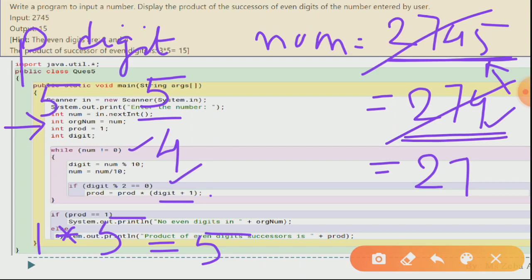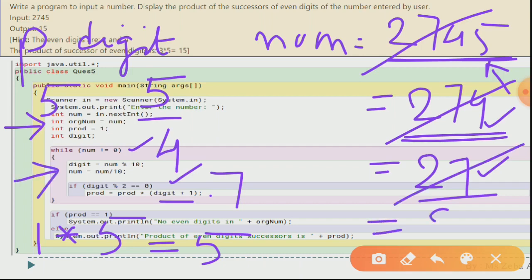Now again for num not equal to 0, the condition is true. Again this digit equals to num modulus 10. If you modulus this whole number by 10, you will get 7. Again it is going to check whether it is even or not. The condition is false. It will proceed for the next iteration. But we have left this step, num divide by 10. It is going to give you only 2.